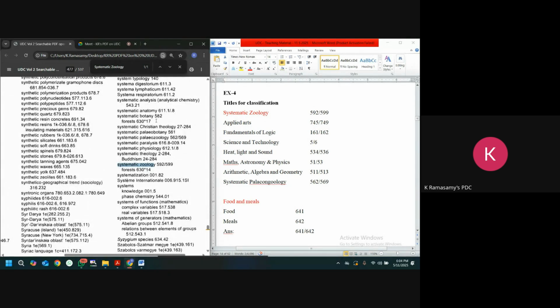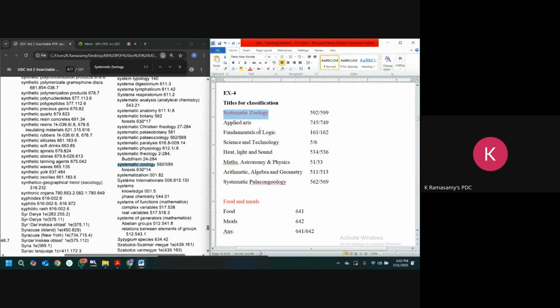See what's the number given here? 592 slash 599. What does it mean? It means that 592, 593, 594, 595, 596, 597, 598, 599. All these numbers combinedly talk about one subject called systematic zoology. So all these numbers denote one subject called systematic zoology. I want to denote all the numbers, so I give a stroke symbol.